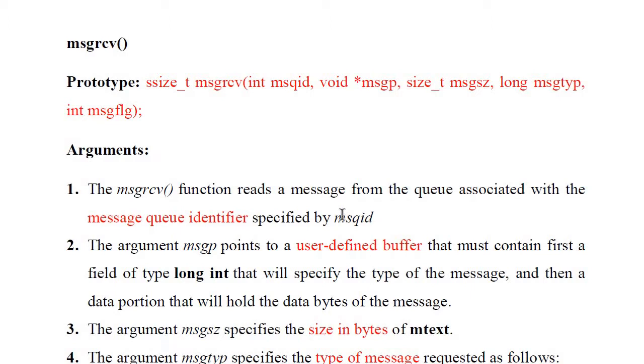This function reads a message from the queue associated with the message queue identifier specified by the message queue ID. The argument msgp points to a user-defined buffer that must contain first a field of type long int that will specify the type of the message. So it is talking about this one. And then a data portion that will hold the data bytes of the message. The argument msgsz specifies the size in bytes of the text.